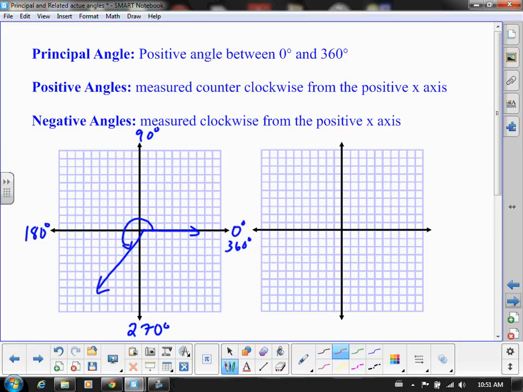Now, for a negative angle, you're still starting from the positive x-axis, but instead of going counterclockwise, you're going to go clockwise. So I can have an angle in that exact same spot. This one, because I'm going clockwise, is going to be a negative value. This angle over here is a positive value. The letter that I just used is a Greek letter called theta. It's often used to represent angles.